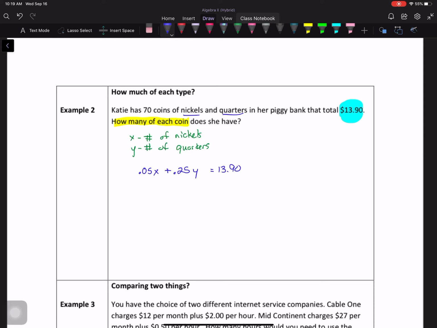The other thing we know is that there are 70 total coins. So if I take the number of nickels plus the number of quarters, I get 70 total coins. So there you go. Very similar setup. And that's going to be with any time you see a problem that's dealing with how many of each type, types of quarters, how many types of wrapping paper, whatever, how many apples, how many oranges. Similar setup as these two examples we just did.